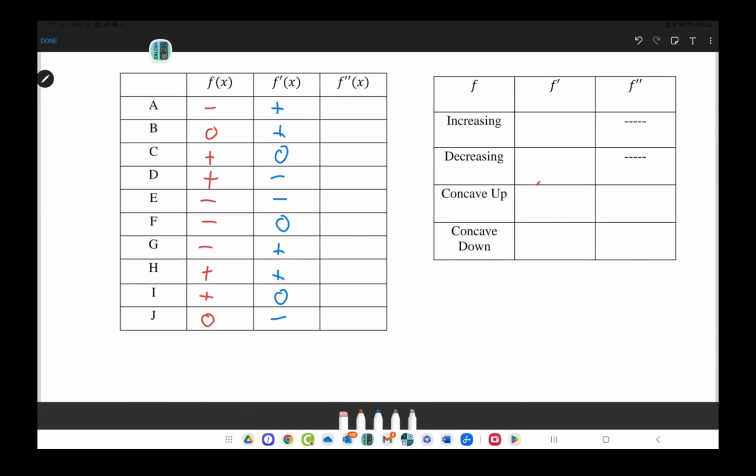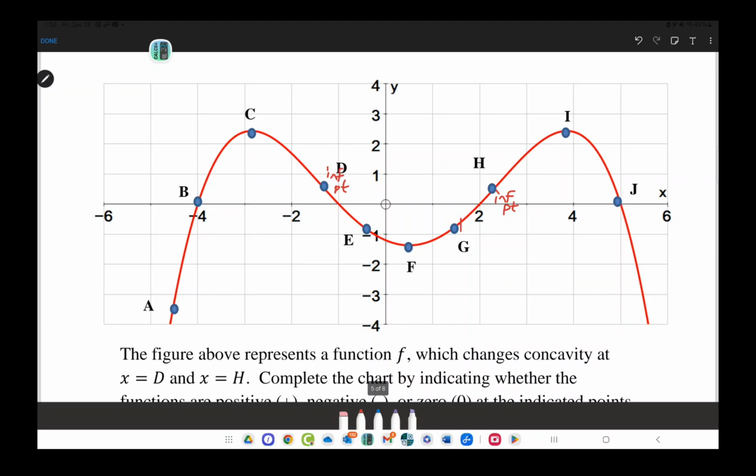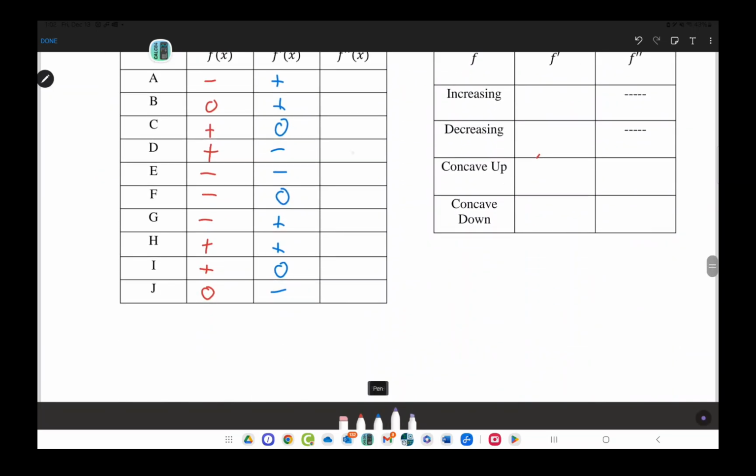Now, when the function is concave up, f double prime is positive. Where the function is concave down, f double prime is negative. So it is concave down from A, B, and C. At D, it says it's an inflection point. So my inflection points D and H are where the double prime is 0. So I'm going to go ahead and put 0 for D and H. Concave down up to there, concave up in between, and then concave down.